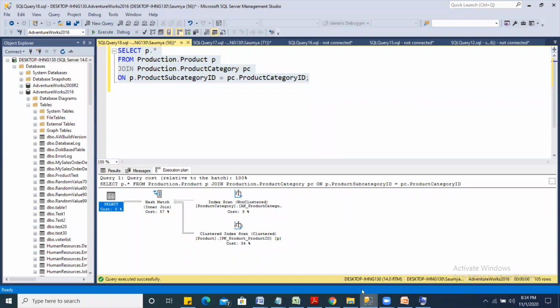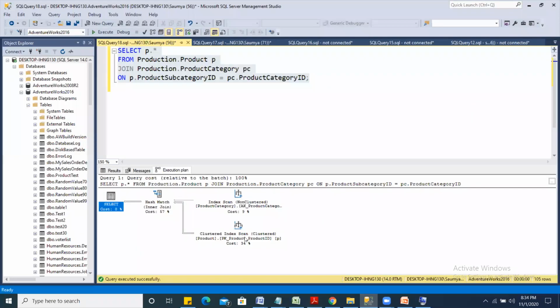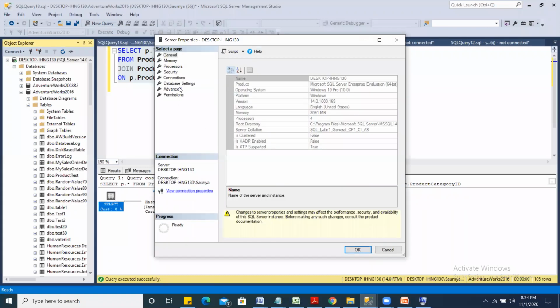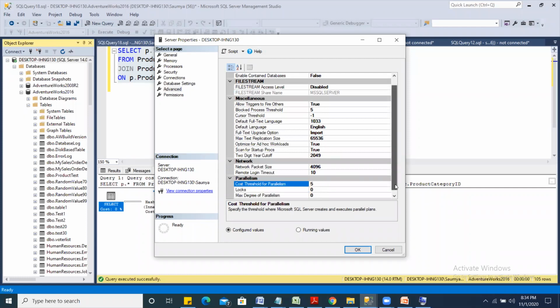And that's why you should optimize this value, right? That I have shown you. The default cost threshold for parallelism value is set to 5 by default. It should be greater than 20 and in between 30. So 25 and 30, both are considered a good value for cost threshold for parallelism in your production environment, right?